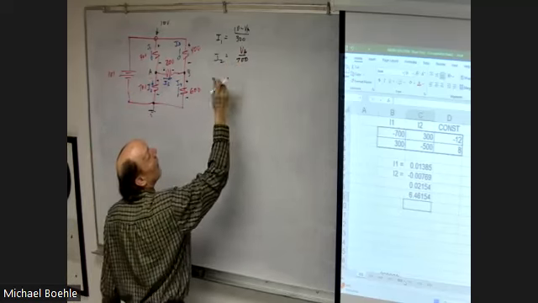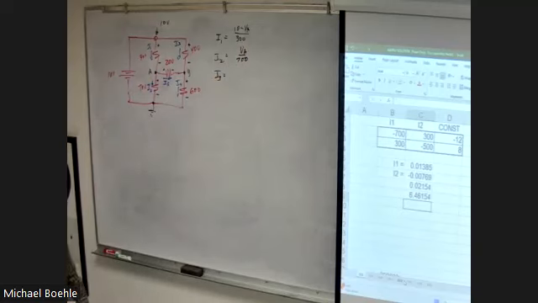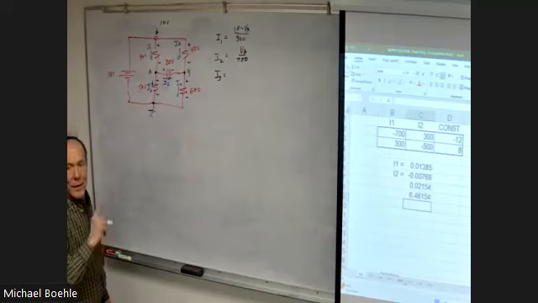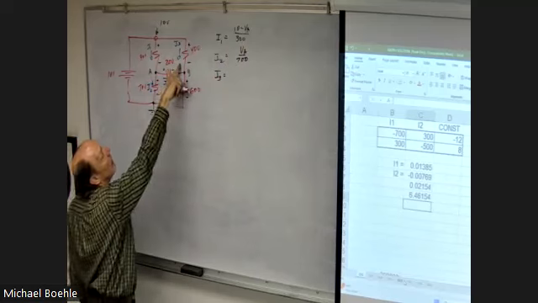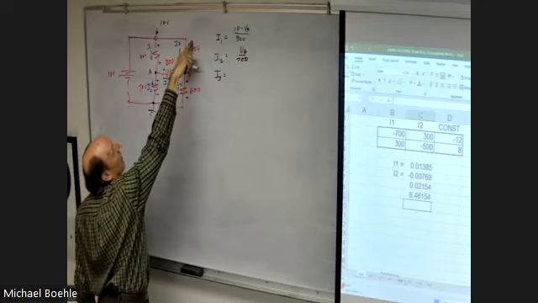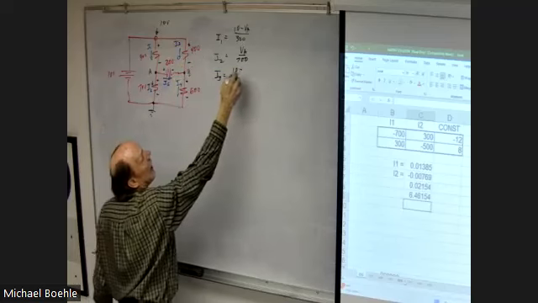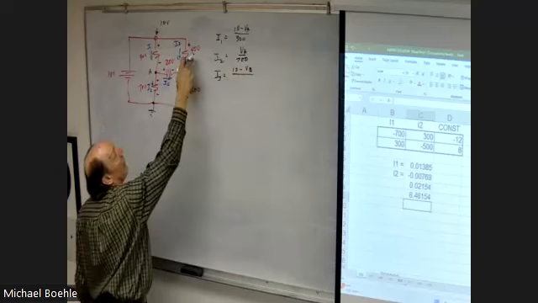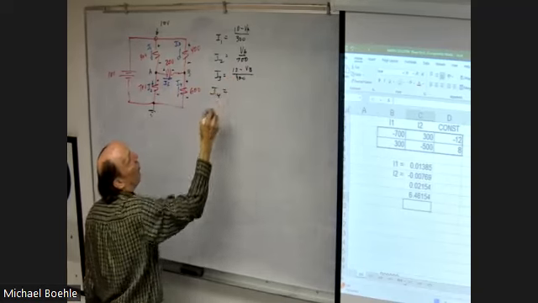Okay. All right, what about current 3? What's that? Three's up here. The plus is where you start. That is 10 volts minus voltage B divided by 400. How about current 4?